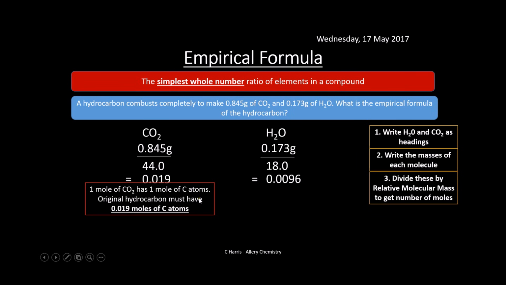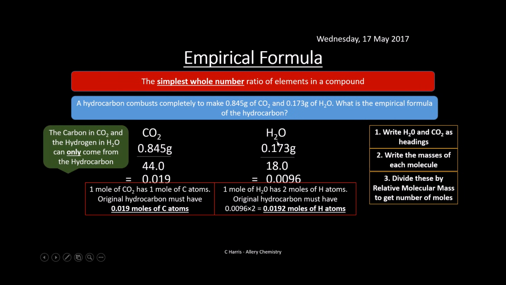So the original hydrocarbon must have 0.019 moles of carbon. This is the same number of moles as there is of the molecule, because 1 molecule of carbon dioxide produces 1 mole of carbon per molecule, so we can just say the number of moles is the same. Now for hydrogen, 1 mole of water has 2 moles of hydrogen in it. So there's 1 molecule of water, it has 2 hydrogens in there. So the original hydrocarbon must have this number of moles of water times by 2. And that will tell us how many moles of hydrogen atoms we've got. 0.0192.